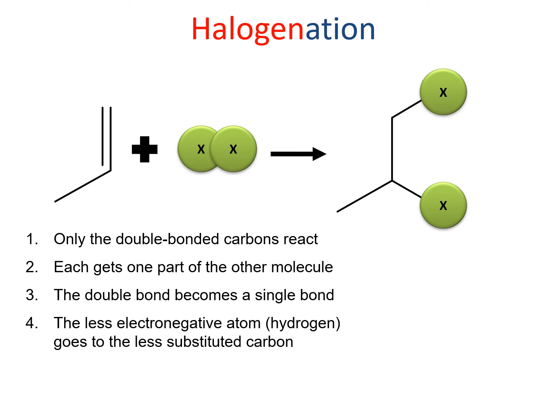The second type of reaction to alkenes is called a halogenation. Here the name is pronounced like you'd expect. It has the word halogen clearly in it. That's because we're adding halogen molecules to the alkene.